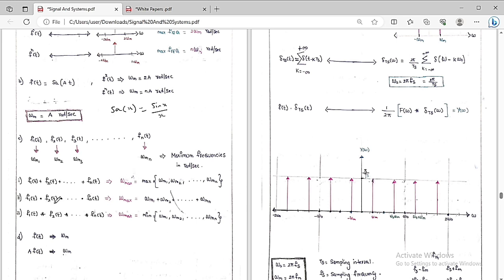Suppose I do the multiplication of all the signals. What is the meaning of this? I've already told you, multiplication in the time domain relates to convolution in the frequency domain.